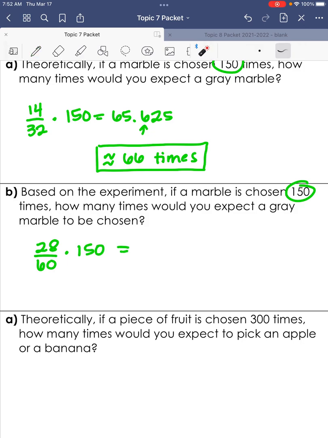So in my calculator, what I'm going to type is 28 divided by 60 times 150. And I get an even number. I get 70. So 70 times.